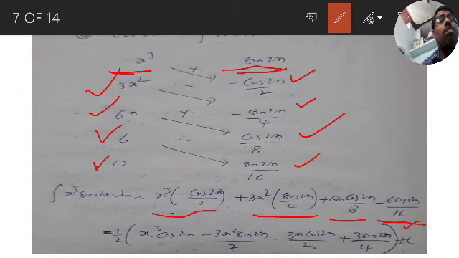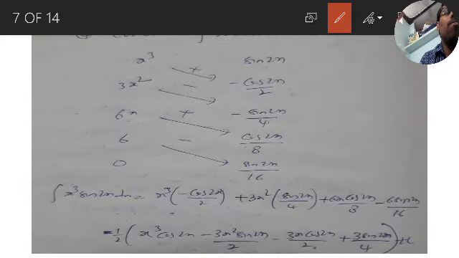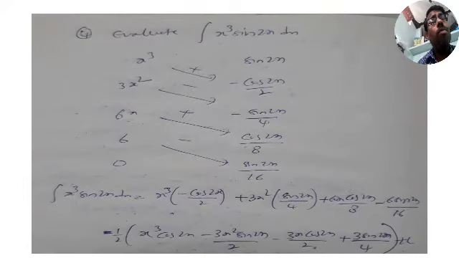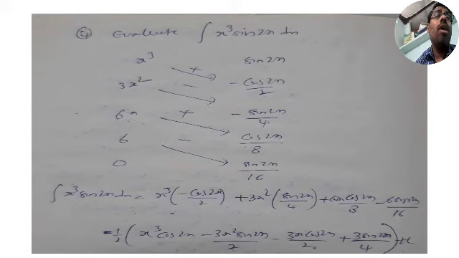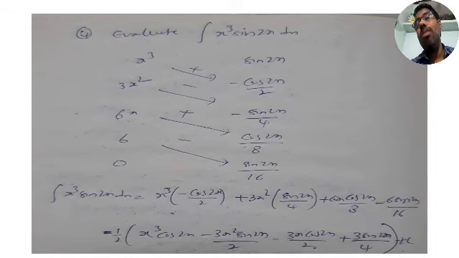Are you getting it? Very simple problem, very simple Bernoulli's rule. Look at the problem. It should be a product of two functions, and among them one should be an algebraic function. For the first function find the derivatives, and for the second function find the integrals. Cross multiply with plus minus plus minus plus, that gives Bernoulli's rule.